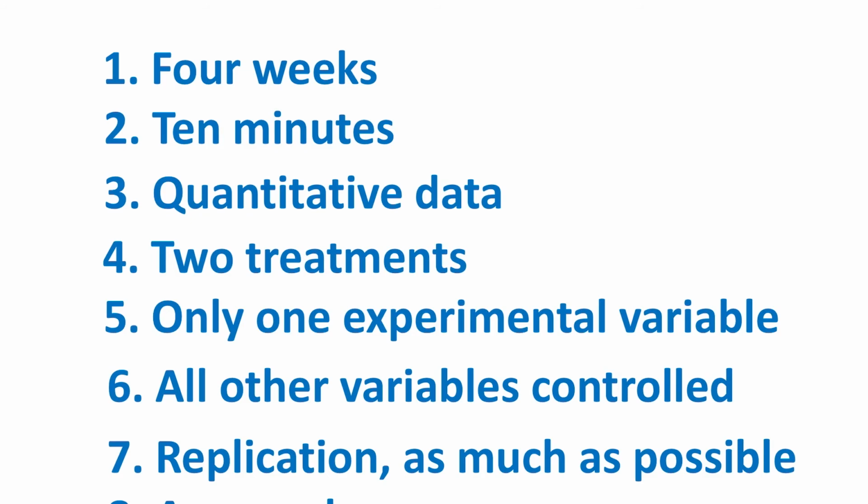You also have to have only 1 experimental variable. So you cannot do multiple experimental variables. You can only do 1 thing, okay? All other variables will have to be controlled. You will need as many replications as possible. So at the very least, you should have 4 replications. However, you should have way more than 4 replications.